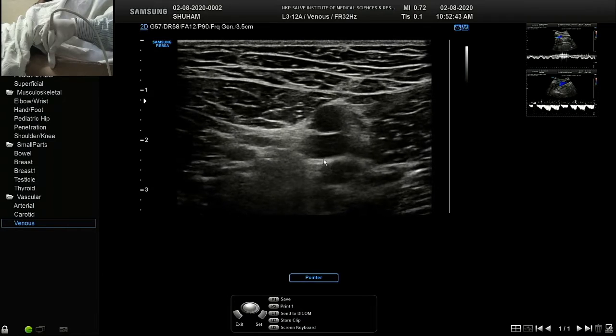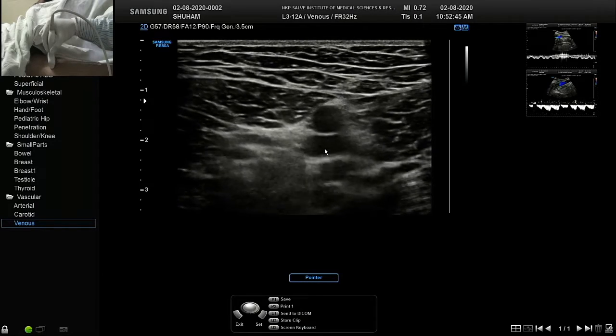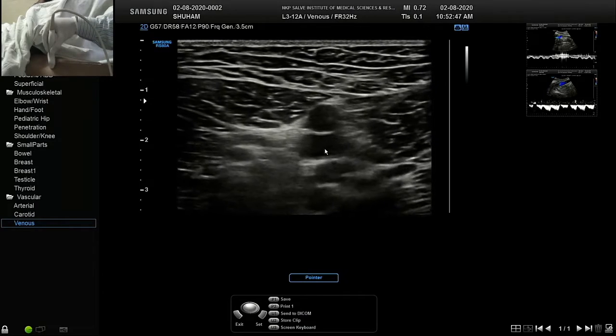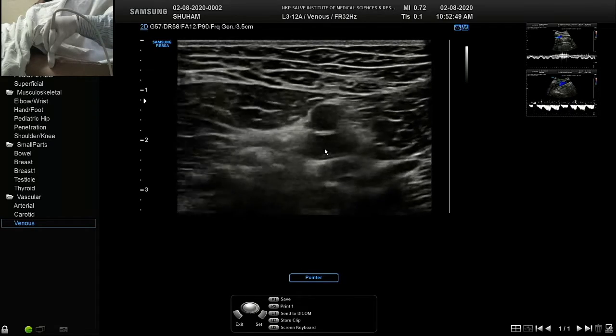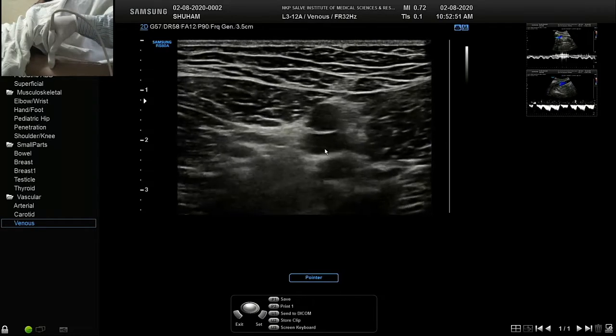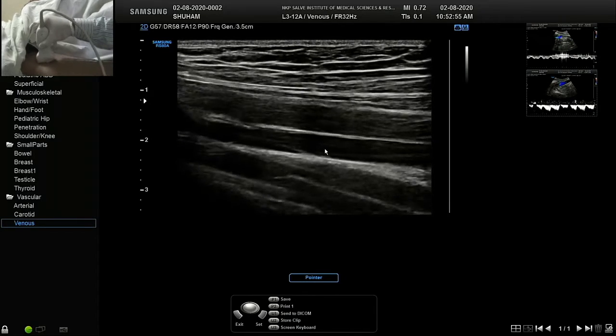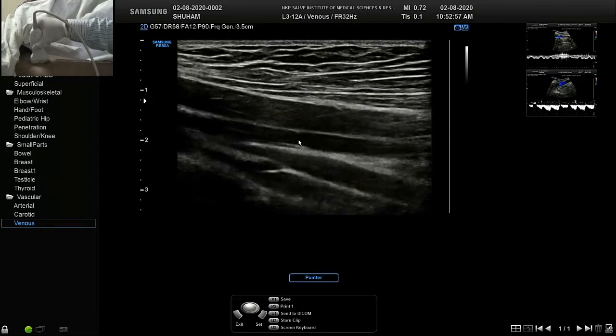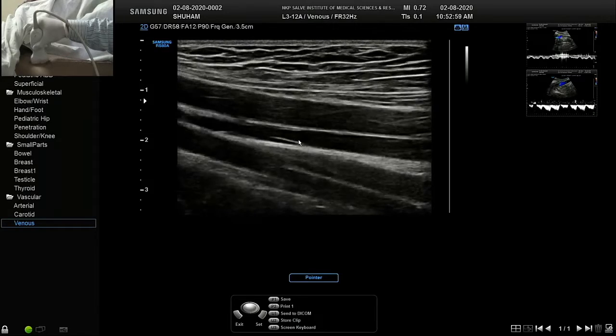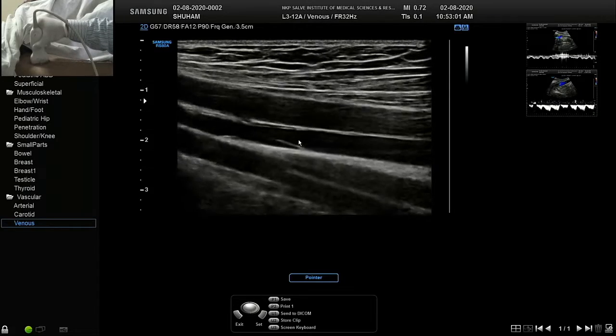Artery will be anterior and the vein will be posterior. If you compress this, you must always compress in a transverse plane, never compress in a longitudinal plane, because in a longitudinal plane, the vein is seen and you are compressing it, you don't know really whether it is getting compressed or not, so it becomes difficult.